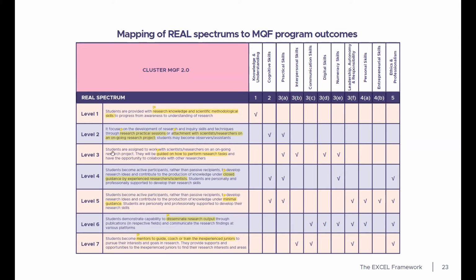Then in third year, level 4, the student becomes an active participant rather than a passive recipient, to develop research ideas and contribute to production of knowledge under close guidance by experienced researchers and scientists. Now, the keyword here is close guidance. When we say close guidance, it means that 70% or more of whatever the students want to do will actually come from the supervisor or the lecturers. So here, the students start to develop their critical skill. Sometimes we throw questions to the students, and students have to use the knowledge that they learned and apply it.